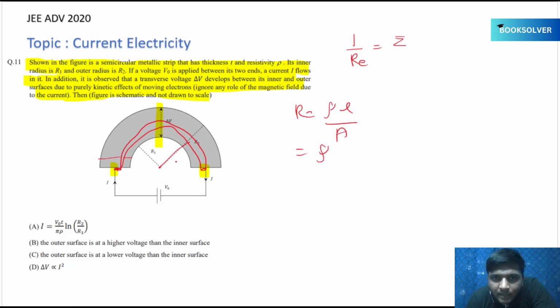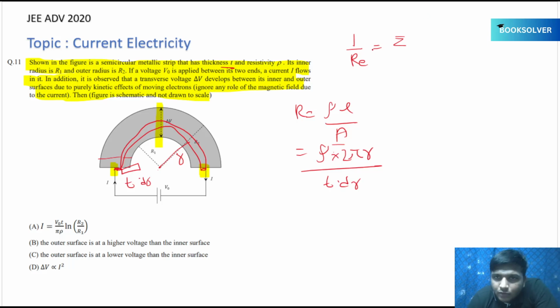What can L be? If we are considering distance r, what will be its length? It will be nothing but pi r, the semicircular length. And A, if you have read this question properly, they gave thickness equal to T. So if we draw it like this, the area is nothing but T dot dr, because we are considering a very small component of width dr which has thickness T.